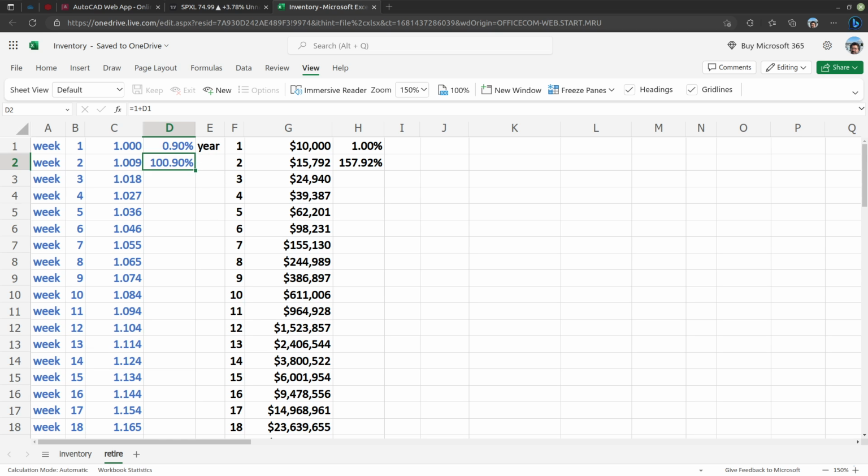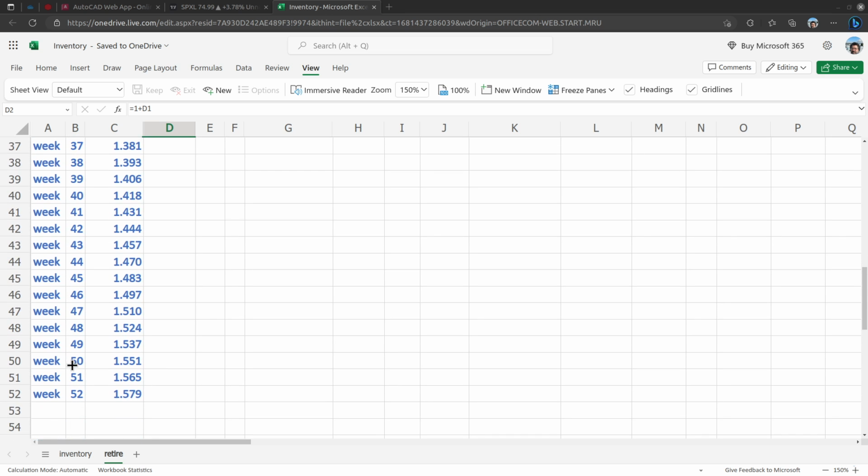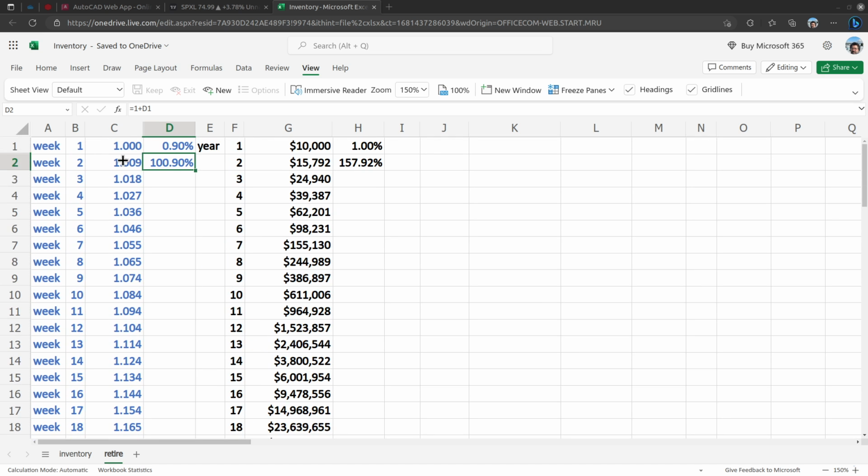So here we go. Let me just pause this. Okay, so this is what you got here. Every week you grow at 1%. Oh yeah, I was gonna show weeks 49, 50, 51, 52, all the way to 1.58, roughly. Now this is average. Some weeks can be 2%, some weeks can be 3%, some weeks can be negative 1%. Doesn't matter. As long as you average 1%, it's okay.